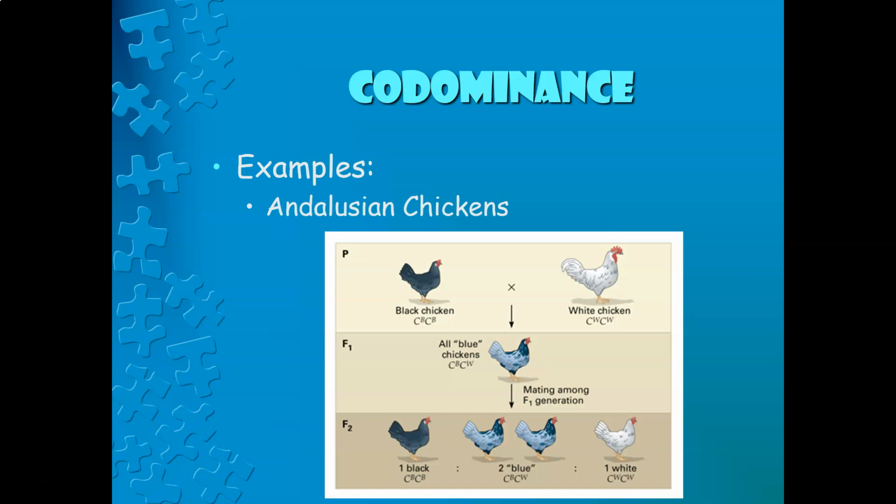Go ahead and mate 2 of those guys together to make that F2 generation, and I'm still seeing that 1 to 2 to 1 phenotypic ratio. It's just now when I look at those heterozygote individuals, these guys here, both traits are equally as strong. There's no masking going on at all.